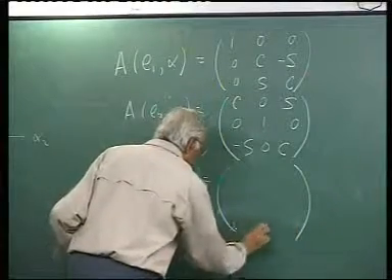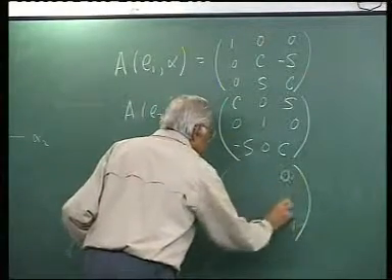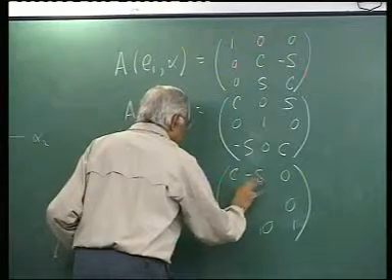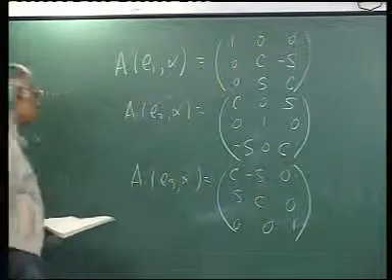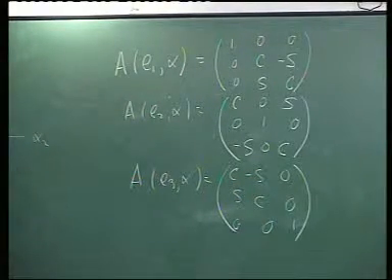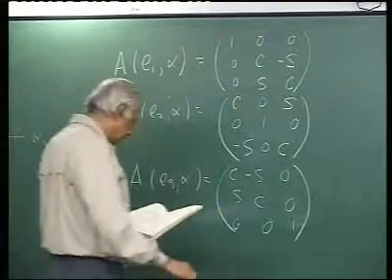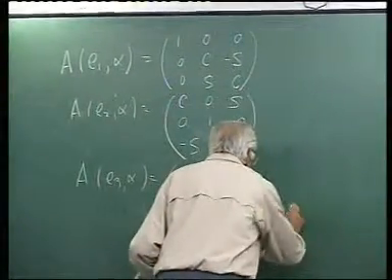Z-axis rotation: C, minus S, S, C. So everywhere I don't write it, it is zero. C is cosine alpha, S is sine alpha.